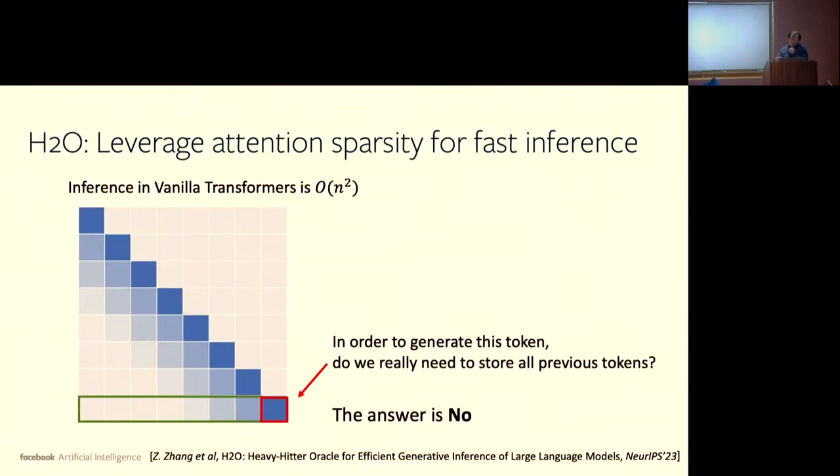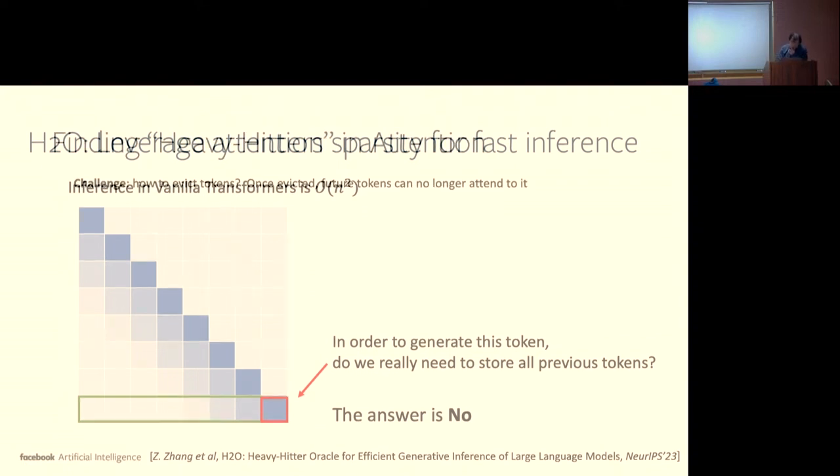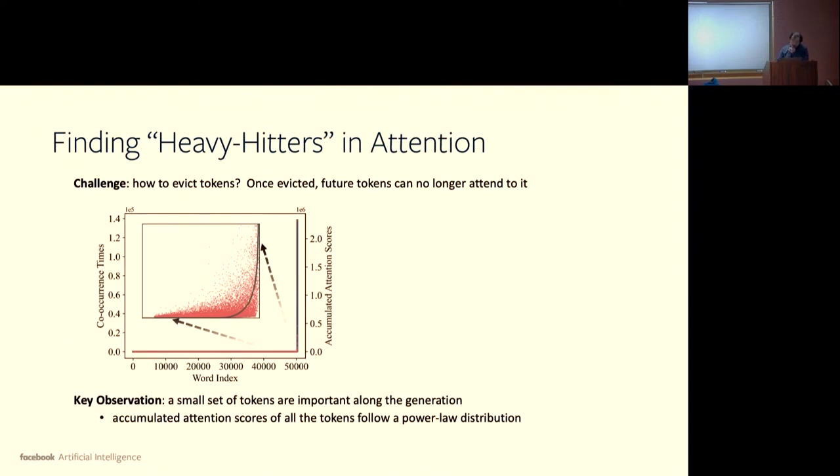We also have a paper called H2O that tries to leverage sparse attention for fast inference. We all know that if you compute the attention, it's n squared. For each of the new tokens you want to compute attention for, you have to go through all the previous tokens. But the question is, do we really need all the previous tokens? And the answer is actually no. If we draw this distribution, how many tokens actually have higher activations, and how many tokens have lower activations?